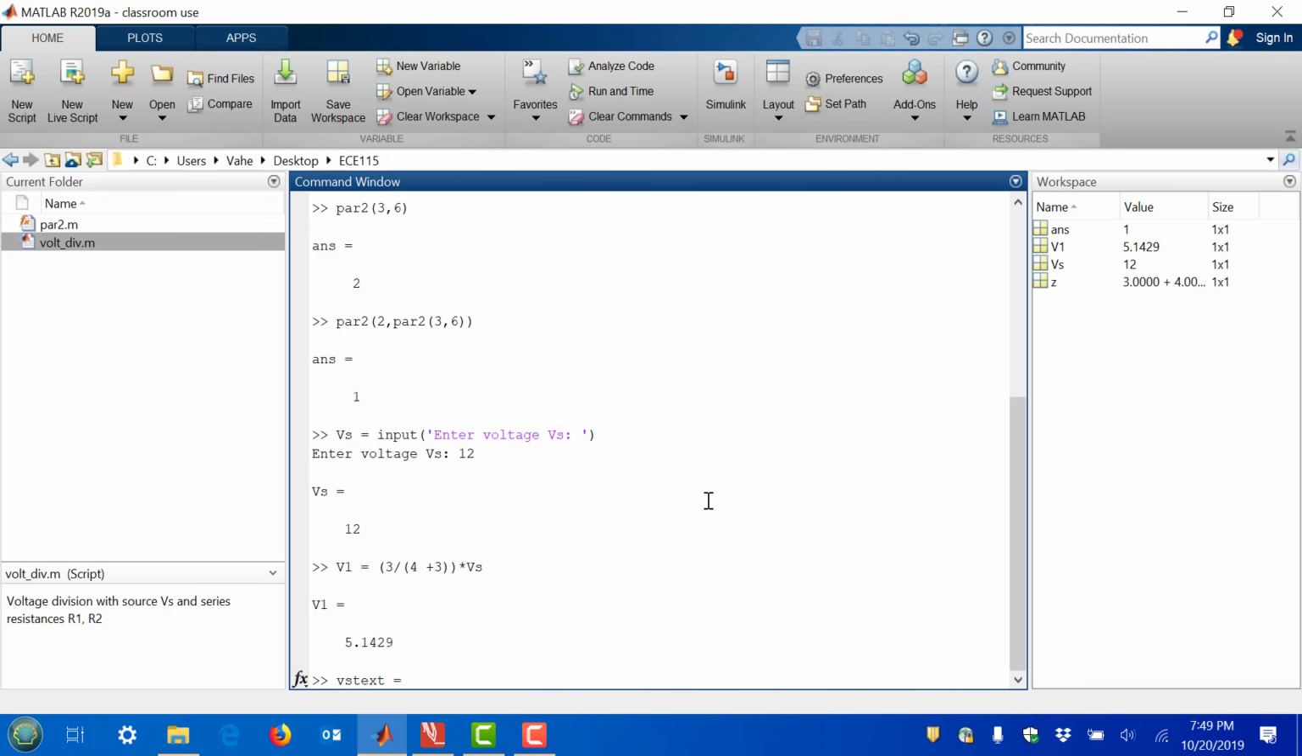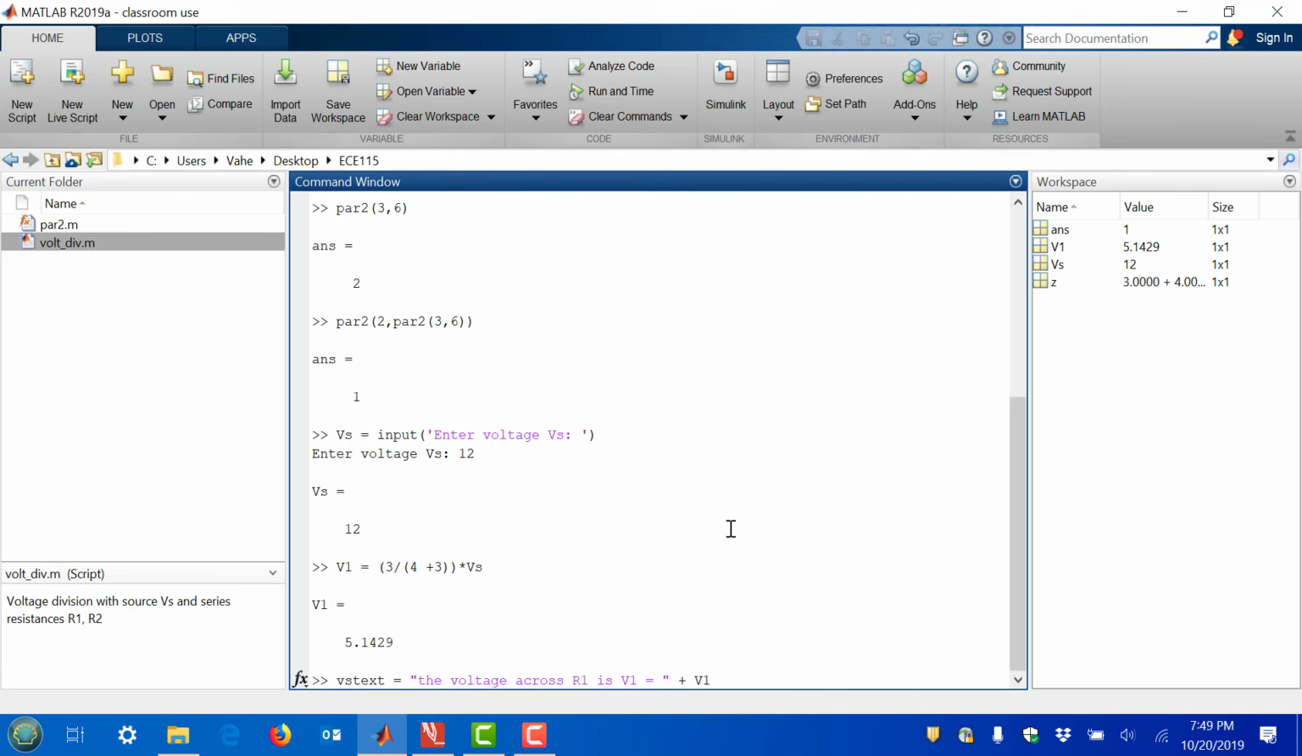So let me show you. We'll say, for example, Vs text, and we'll say, let's say, the voltage across R1 is V1 equals, and we'll leave a little space, and you'll see why. And then we'll say plus, and then the actual value of V1 is just V1.